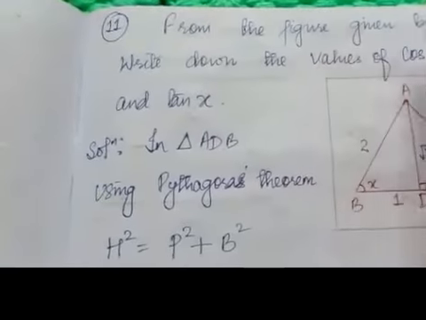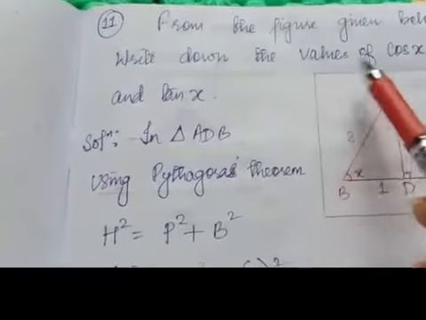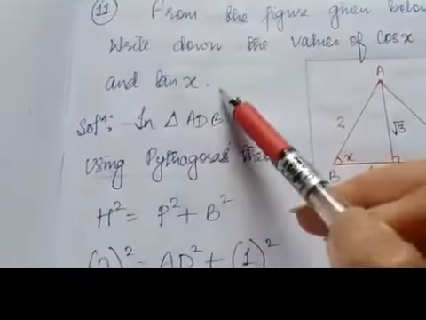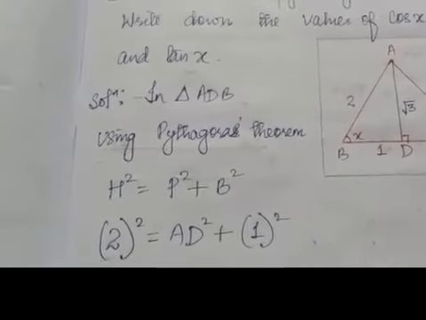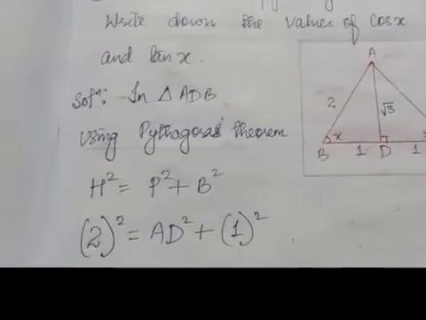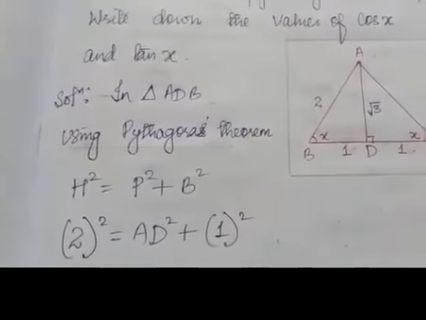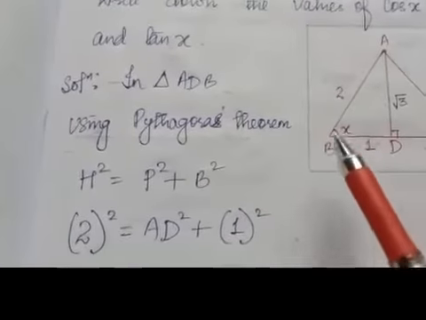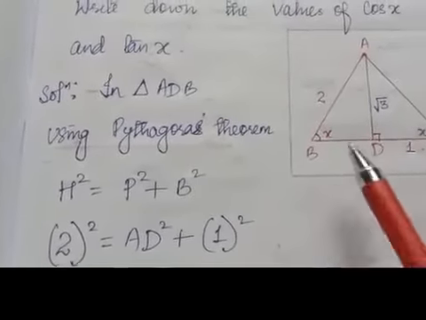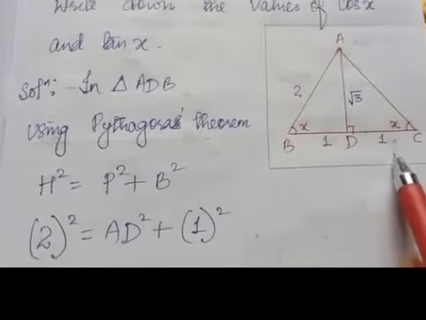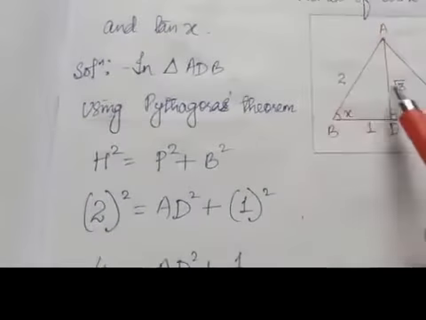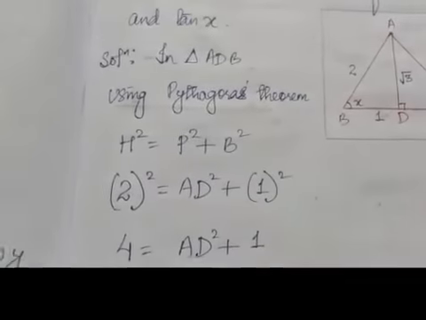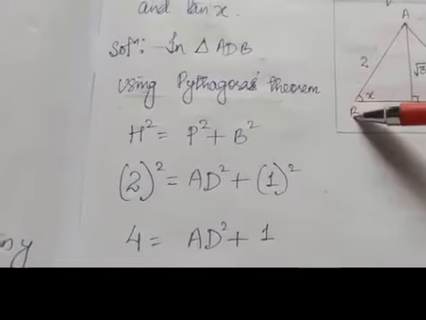From the figure given below, write down the value of cos x and tan x. So from this triangle, you have to find the value of cos x and tan x. Here we have two right angle triangles, but both are the same. Both sides we have x, both sides we have base 1. So we can consider any one triangle, because both are similar. So we will consider only one triangle, ADB.